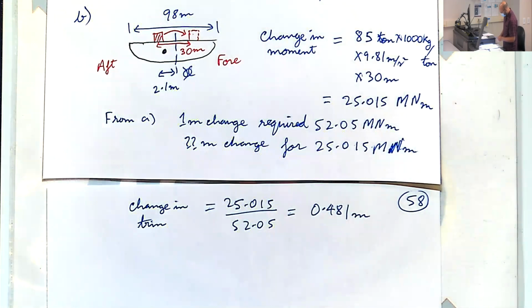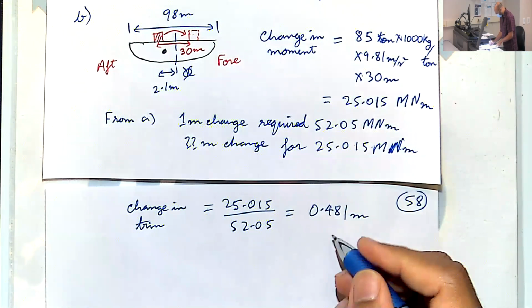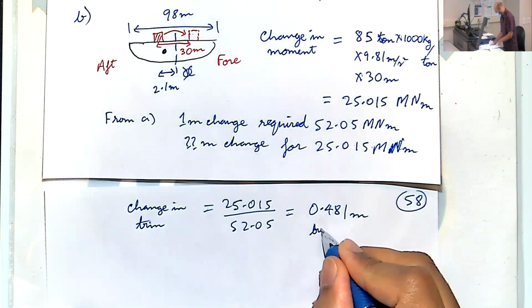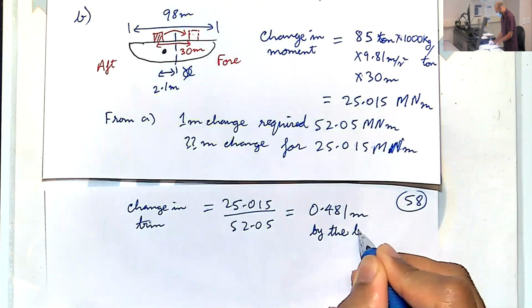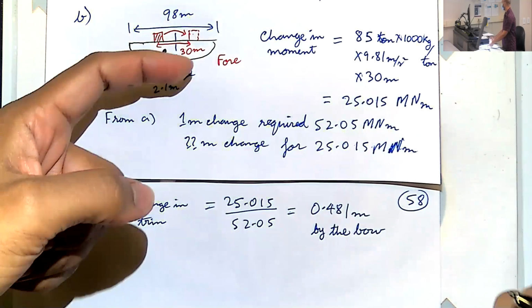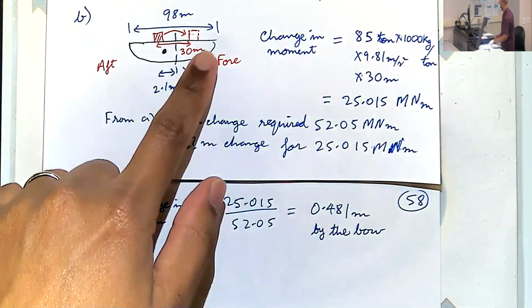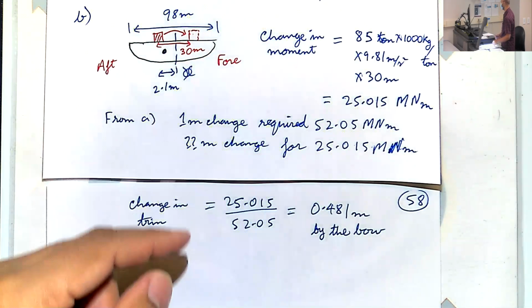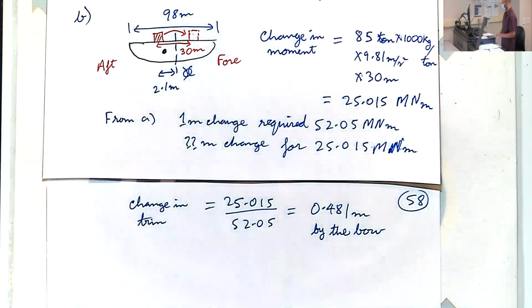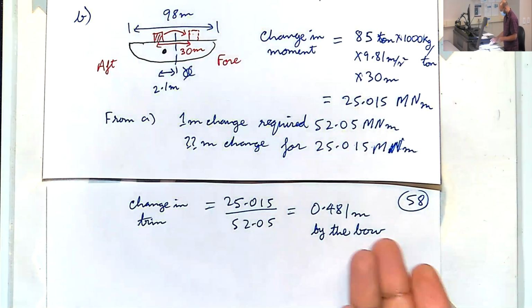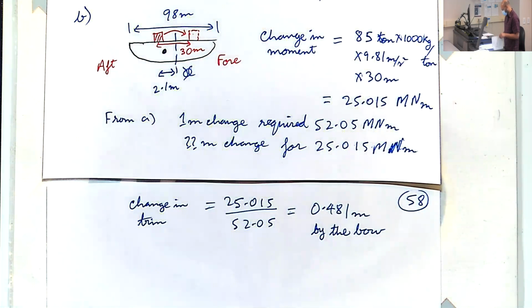All right. And this change in trim happens by the bow. Right? We said the nose will submerge deeper. So the draft level at the nose will rise and the draft at the aft will drop down. So that's what by the bow means. Okay, but we're not done yet.